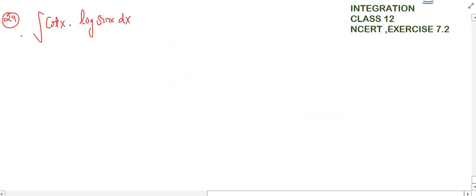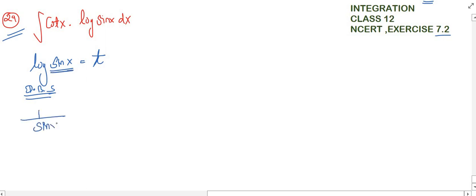29th is a pretty simple question. Okay, this is from NCERT, exercise number 7.2. Here we can take sine of log of sine x as t. So what is the derivative? Differentiate both sides. What is the derivative of log? 1 by sin x, and by chain rule, what is the derivative of sin x? It is cos x dx is dt.